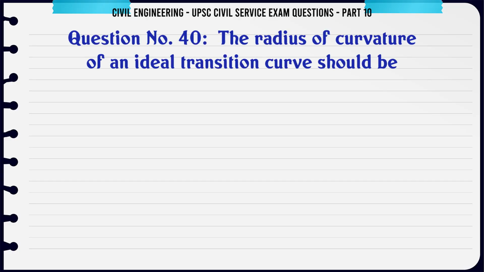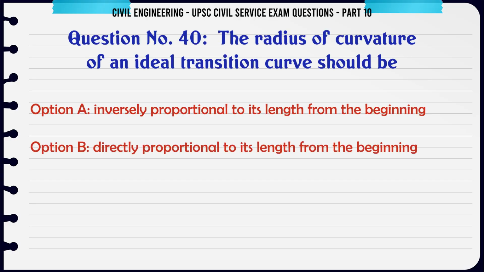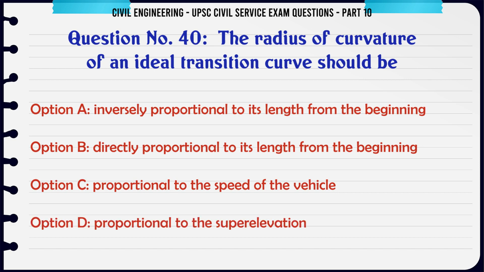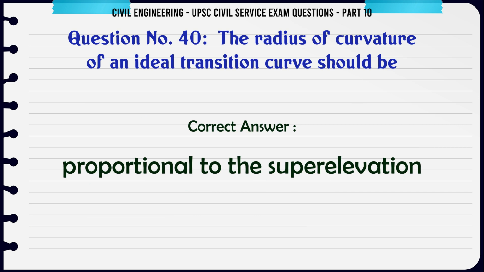The radius of curvature of an ideal transition curve should be A. Inversely proportional to its length from the beginning. B. Directly proportional to its length from the beginning. C. Proportional to the speed of the vehicle. D. Proportional to the superelevation. The correct answer is proportional to the superelevation.